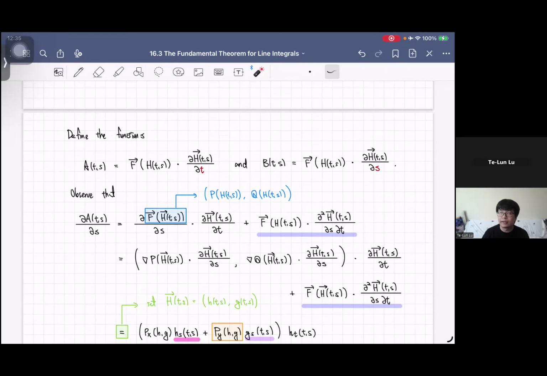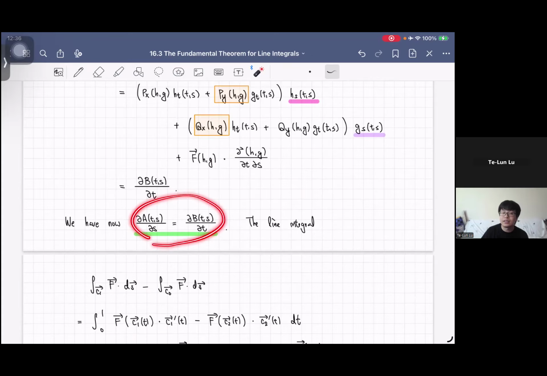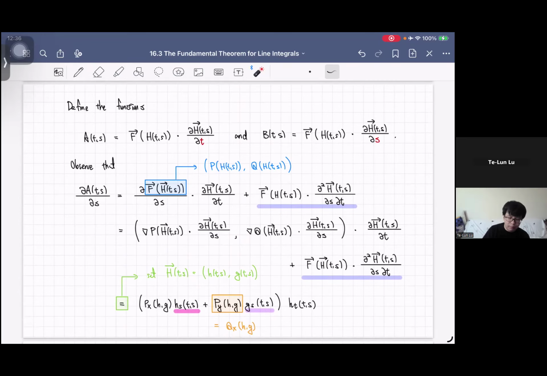We define here some auxiliary functions. A(t, s) has two variables, t and s, defined by this formula: the vector field F evaluated at H(t, s), where H(t, s) basically means the s curve at time t, and we take the dot product with the partial derivative of H with respect to t. This is basically the velocity of the curve s at the point t. Similarly, we take a symmetrical thing: B(t, s) is F of H(t, s) dotted with partial H partial s. Now we are going to prove an equation, which is partial A partial s equals partial B partial t, which will be useful later. So let us first start the proof. Let us see what the partial differentiation of this is.